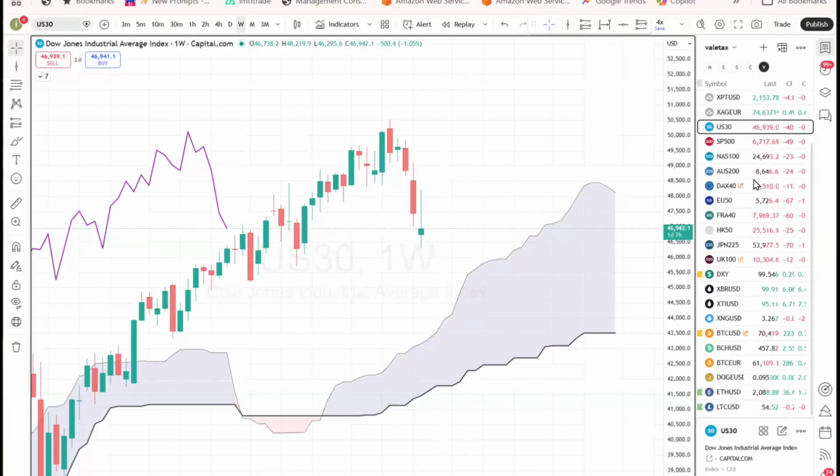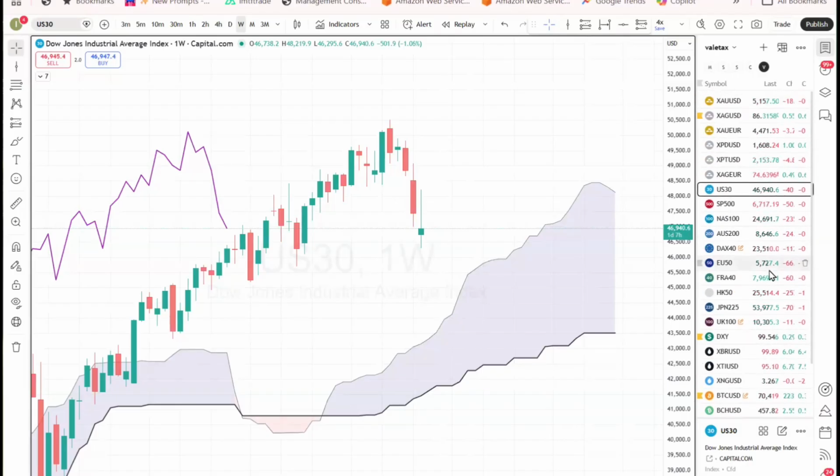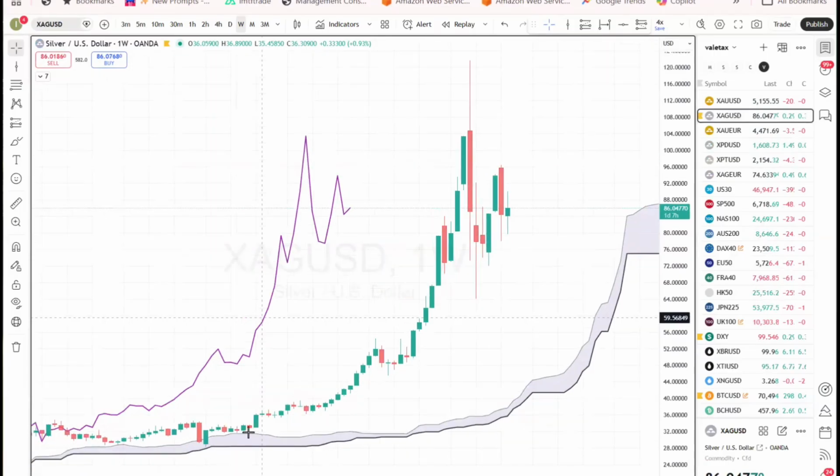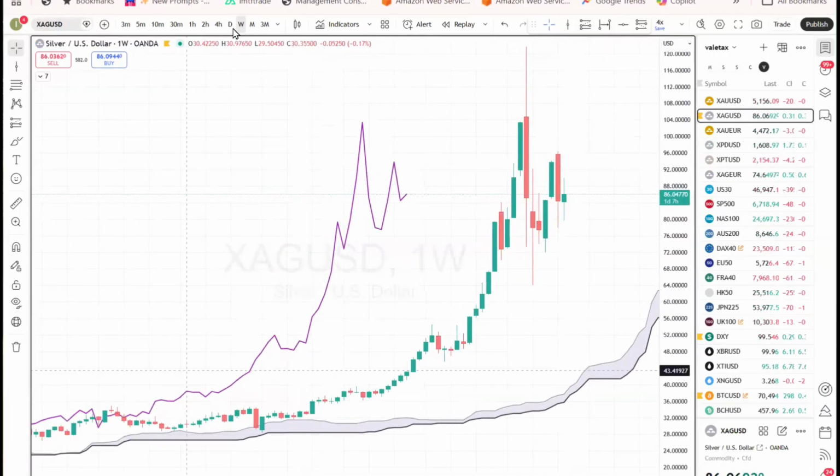So this is still going forward being bullish. Okay, let's look at gold. So you could see gold here. You could see the movement here. This is really, really bullish here.